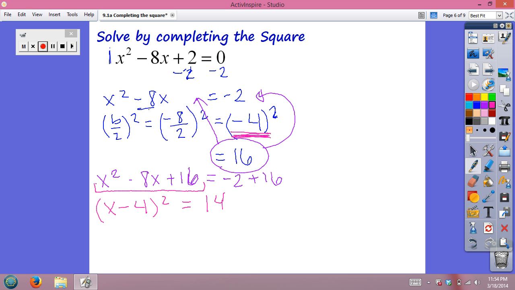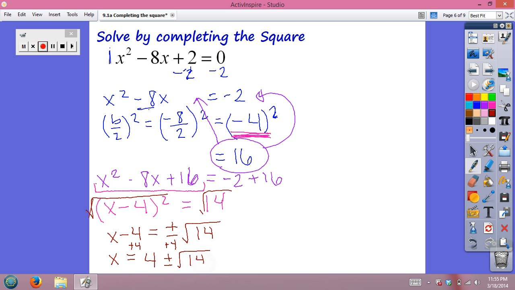And the next step then is to take the square root of both sides. So if we take the square root, we're left with x minus 4 equals plus or minus, don't forget those, square root of 14. Solving for x, getting x all by itself, we add 4 to both sides. So we get x equals 4 plus or minus the square root of 14.